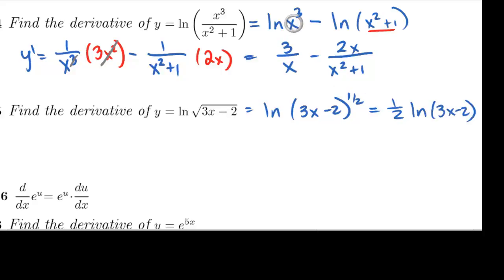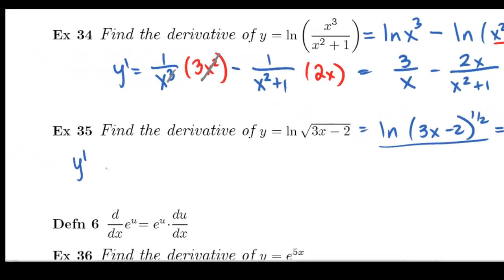If you notice, going back to the last example, I said we could have brought that 3 down out front, which would have given us 3 times the derivative of natural log of x, which would have been 1 over x, or 3 times 1 over x, which is 3 over x. So it does simplify and work out to be the same thing. So I'm going to do this both ways just to prove that this is going to work out. First way, we'll look at this one.